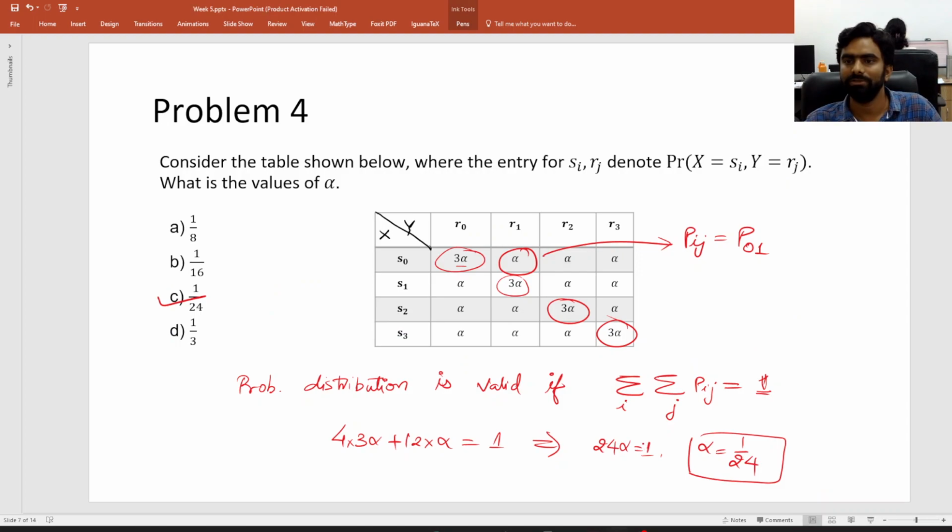I hope this problem is clear. Problem number 4. Simple problem based on how to find the value of alpha in this joint distribution table. The probabilities are not given, or are given in terms of some constant. So we can find the constant easily by using this rule.